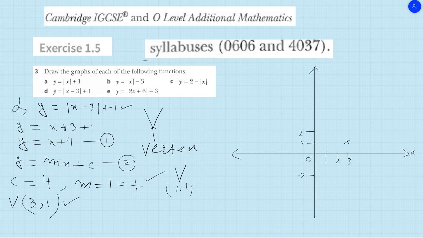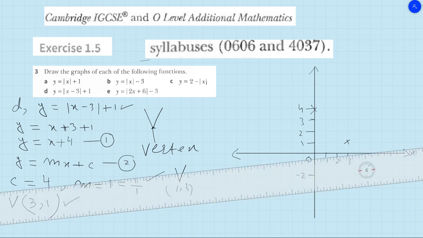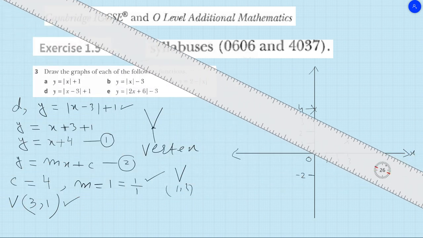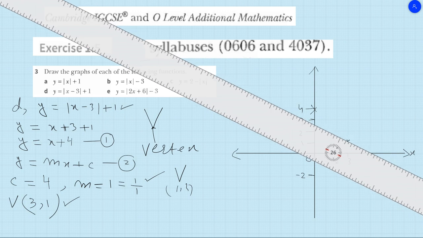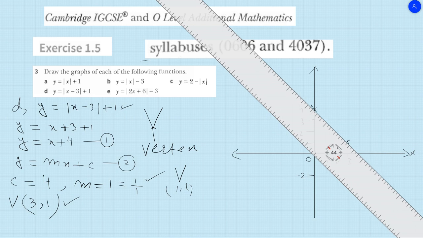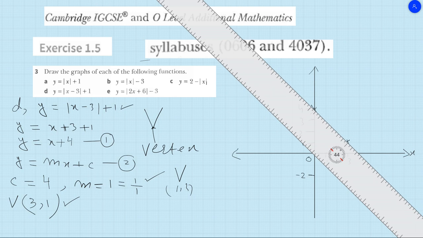So this is 3, this is 4. This is our vertex and this is our y-intercept. So we have to join our vertex with the y-intercept. Sorry for this, I just forgot some points. But don't worry, I will repeat again.